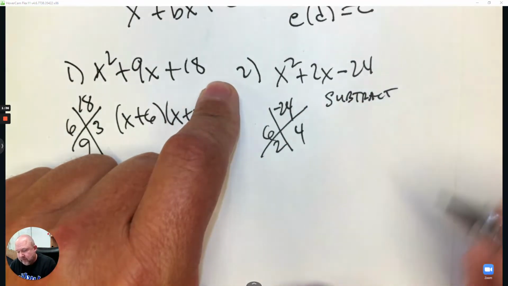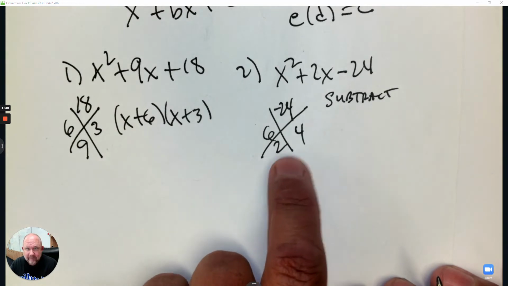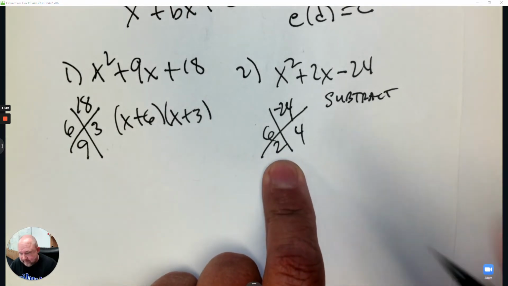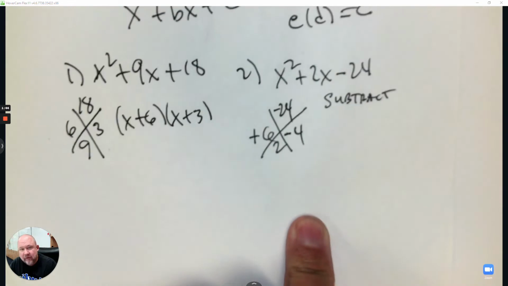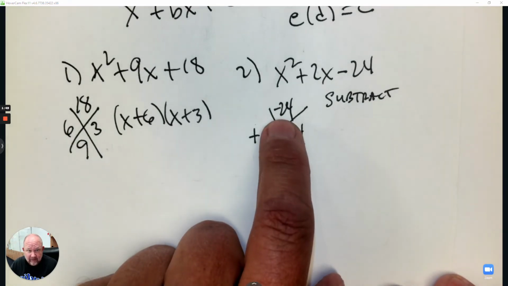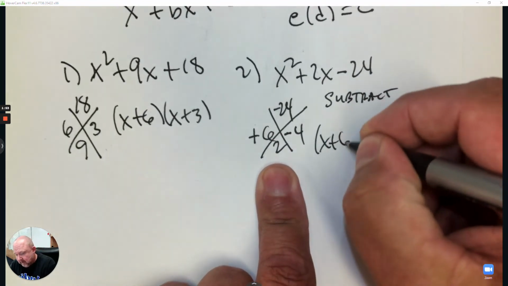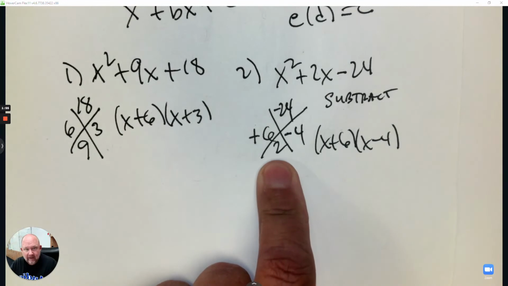So we think of those two numbers, 6 and 4, they multiply and they subtract. Because the bottom number is positive, the bigger number is positive and the smaller number is negative. So 6 times negative 4 is negative 24, and 6 take away 4 is 2. So our answers then are positive 6 and negative 4.